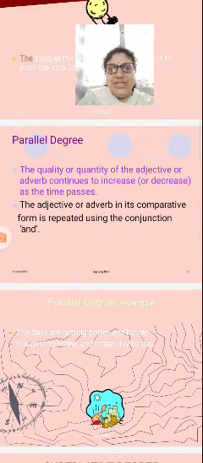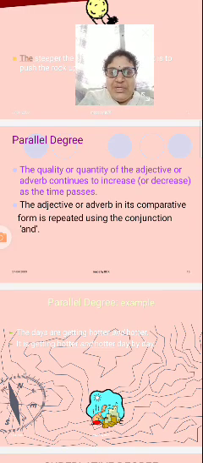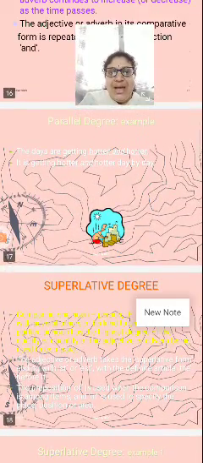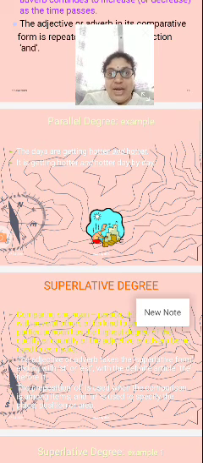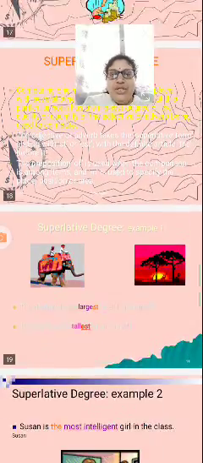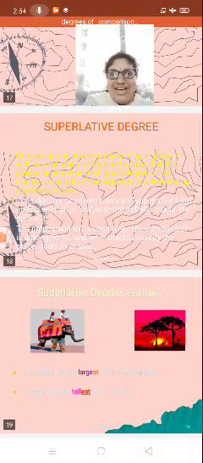Parallel degree: the quality or quantity of the adjectives or adverbs continues to increase or decrease as time passes. The adjective or adverb in its comparative form is repeated using the conjunction and. Example: the days are getting hotter and hotter. It is getting hotter and hotter day by day. I already showed this clearly in the pictures.